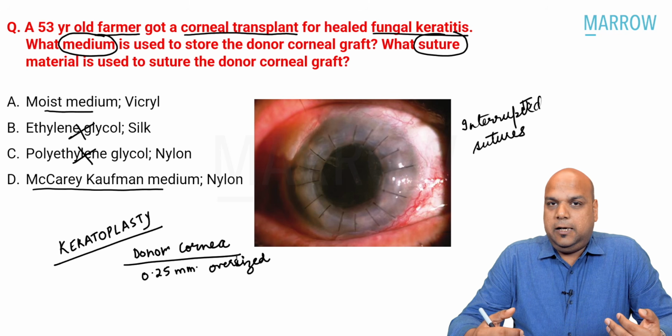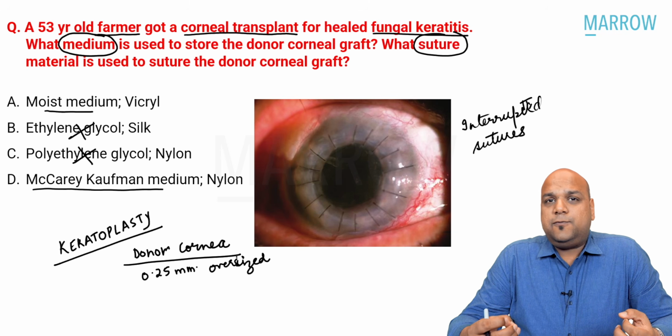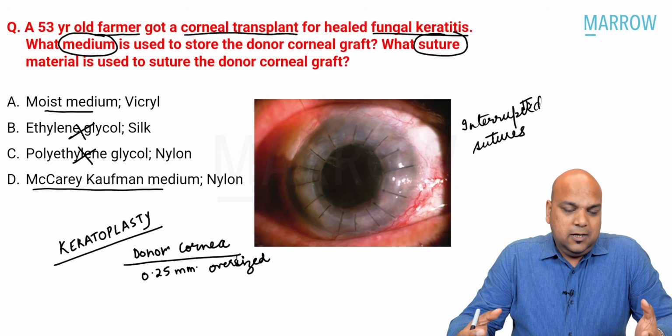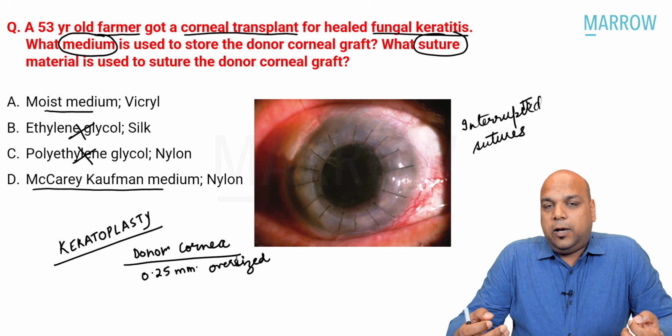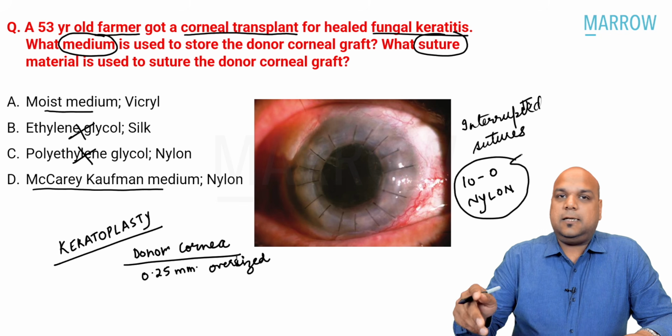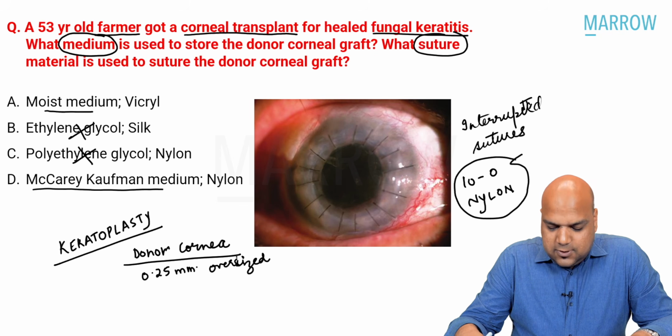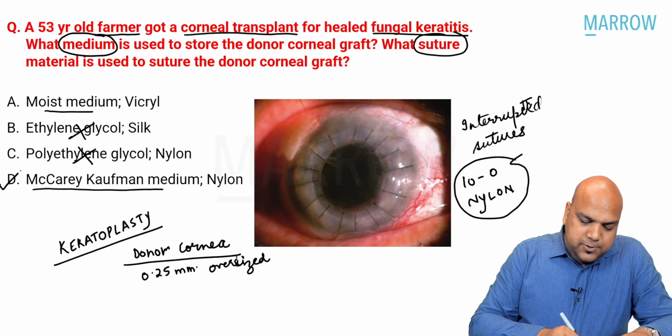Now, both are media, but which suture is used, Vicryl or nylon? So if you have even a little bit of suture knowledge from your surgery, yes, Vicryl is an absorbable suture, whereas nylon is a non-absorbable suture. So which suture is used here? 10-0 nylon. 10-0 is a very thin suture. It is self-absorbable. So after some time, it will get absorbed. Yes, that's the suture that is used. So the answer is option D.